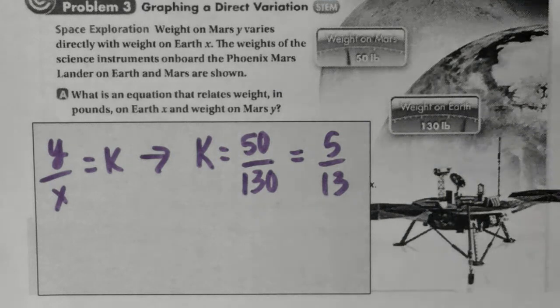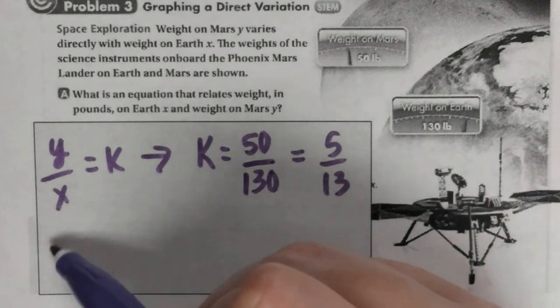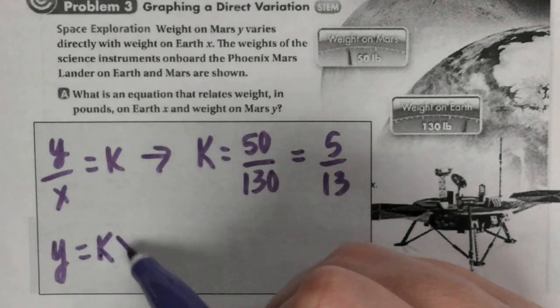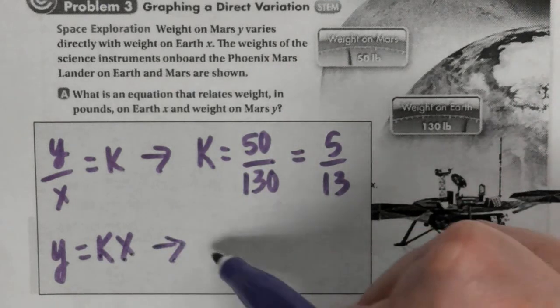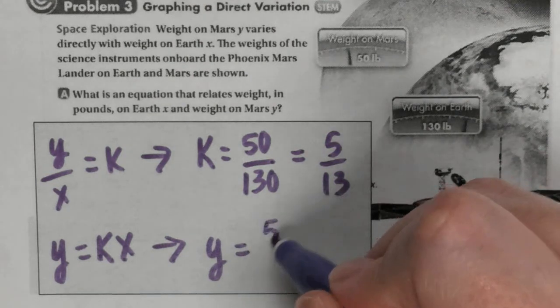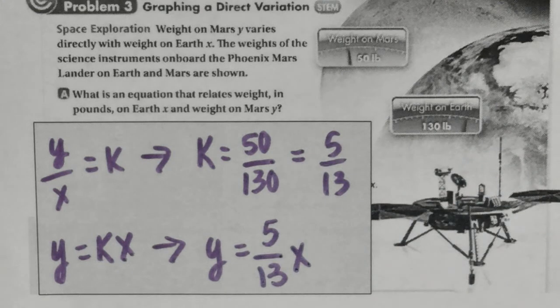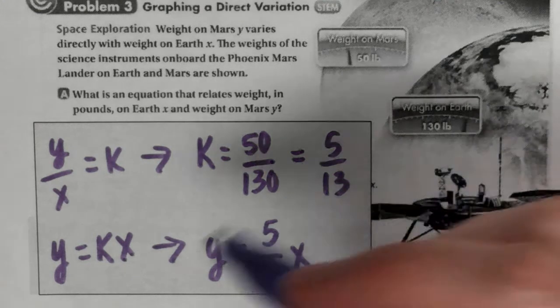All right, so this is k, and it wants the equation. So remember, it's y equals kx is the equation. So we put in y equals, and then we put in our k, and then our x. So this is our equation.